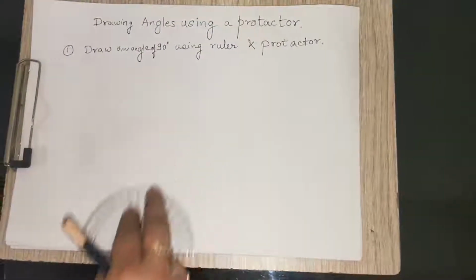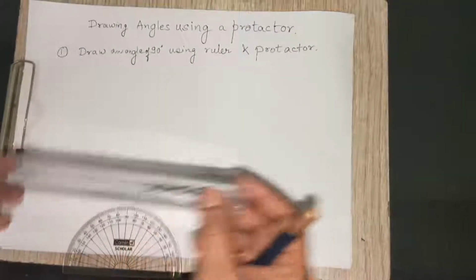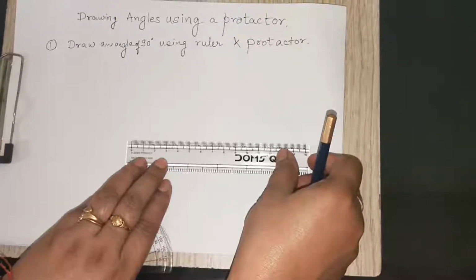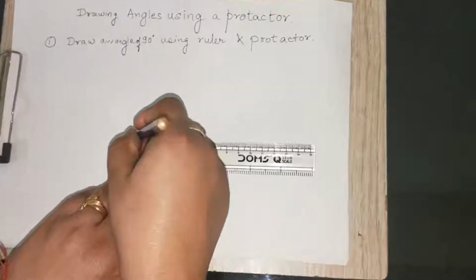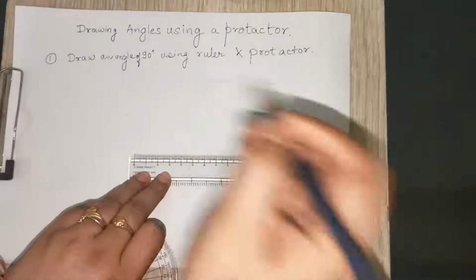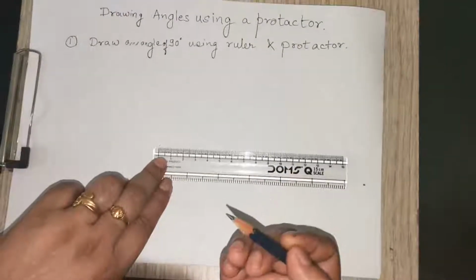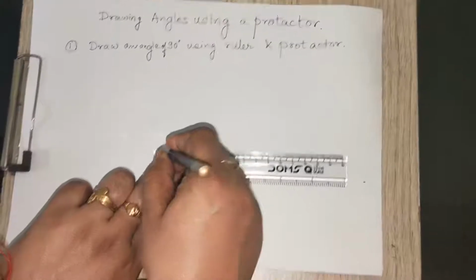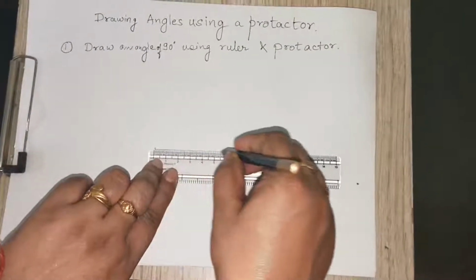So children, first what I am going to do, I am going to draw a ray, and you all know what a ray is. A ray has one endpoint and it can extend endlessly. So children, here I am going to draw a ray, and you all know a ray has one endpoint.